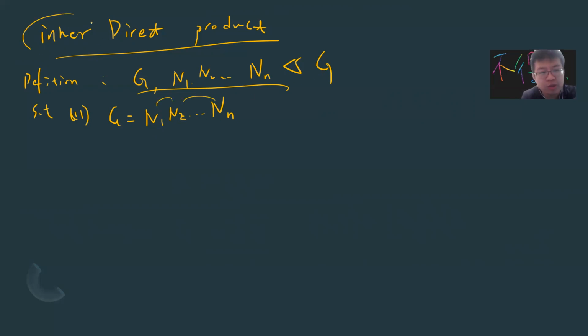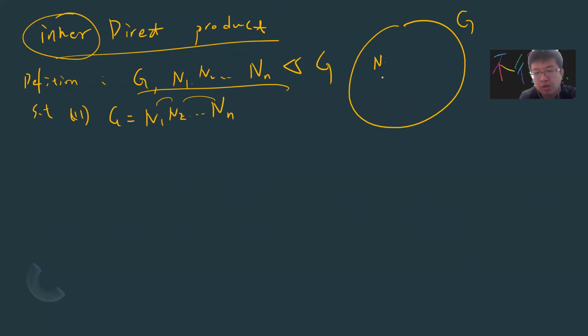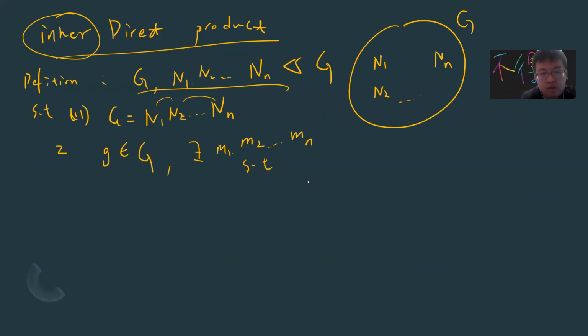So this is why it's called inner, right? Because previously we started from A and B and got something new. But in this case, we assume that we already have some group G, and that there are N1, N2 up to Nn here. Okay, and the second condition is that for any g belonging to G, there exist n1, n2 up to nn such that g equals n1 n2 up to nn, and uniquely.